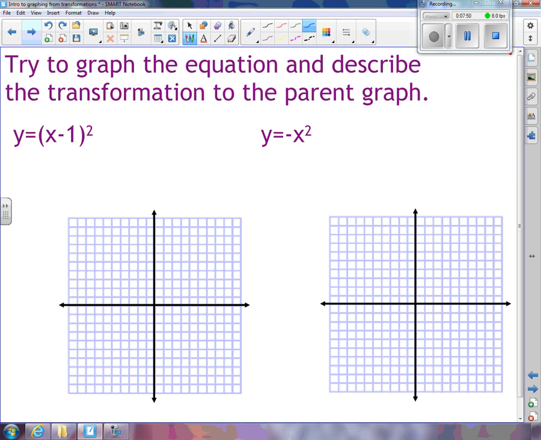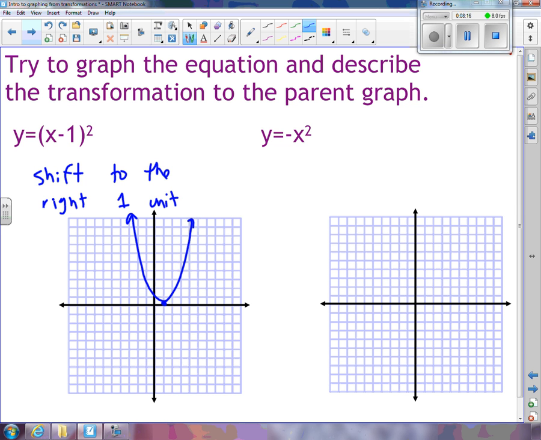In this particular example, this shift is a horizontal shift because I'm subtracting. This is a shift to the right 1 unit. So now instead of my vertex being at 0, 0, my vertex is at 1, 0. I'm just going to draw my parabola from there.